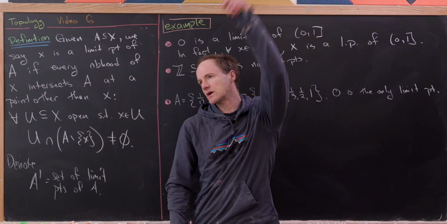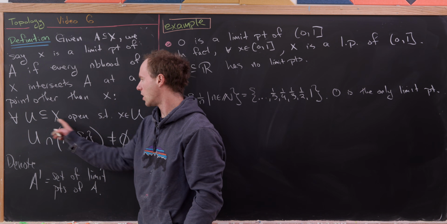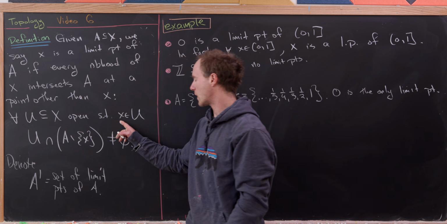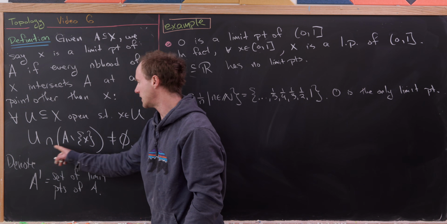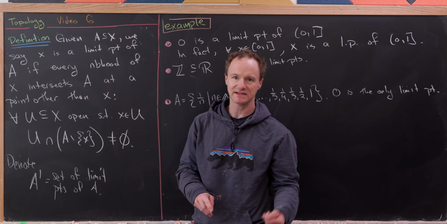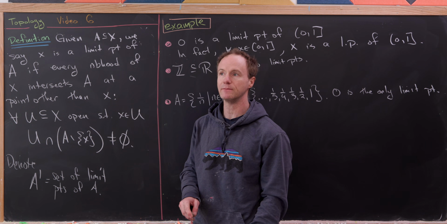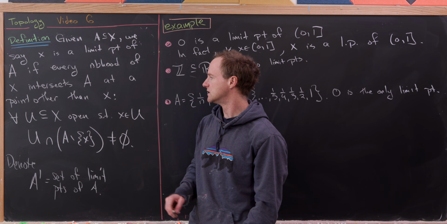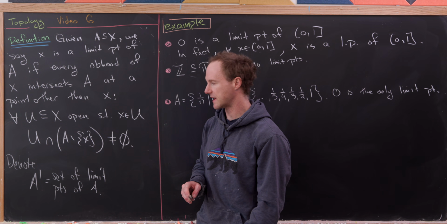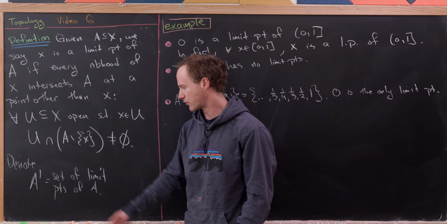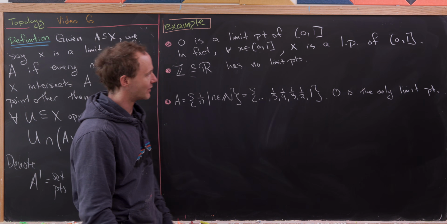And so notice that we could write that as follows. For all open sets U, where x is in U, if we take U intersected with A minus the singleton x, we get a non-empty set. So this is what it takes for x to be a limit point of A. And let's denote A prime to be the set of all limit points of A.